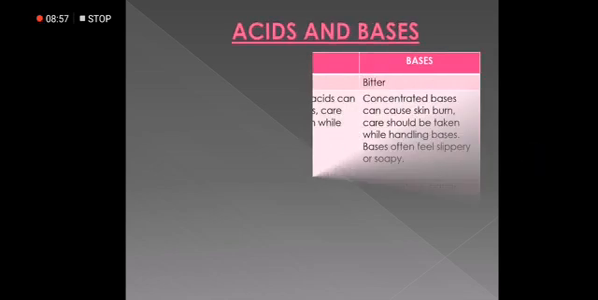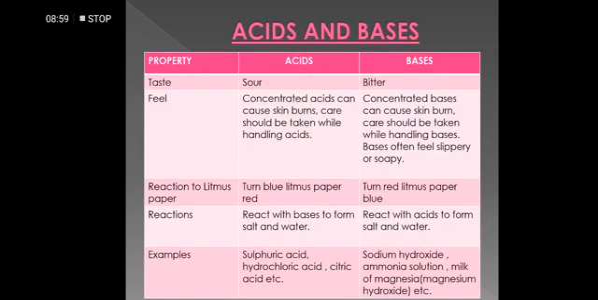By now, we have understood acids and bases. We discussed the properties of acids and bases. Here is a table which helps us to compare what we have learnt by now. Let us revise it. The taste of acids is sour. The taste of bases is bitter. Acids have a corrosive nature and bases are soapy to touch.